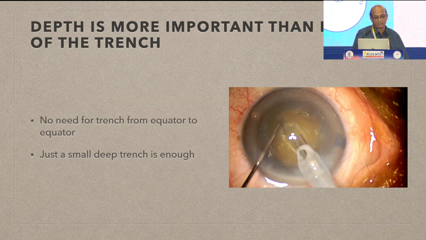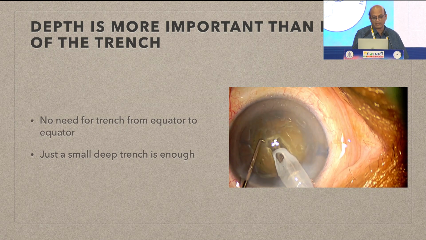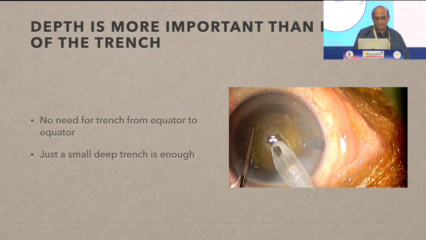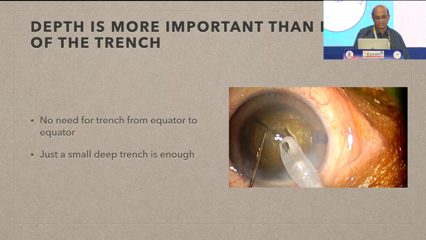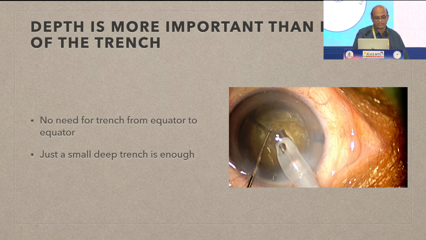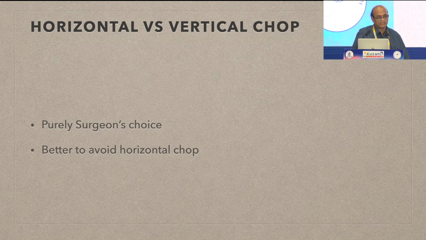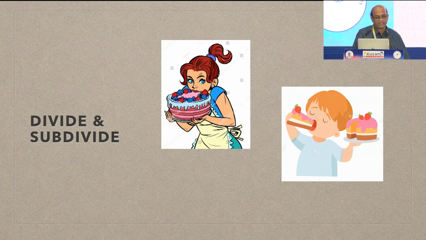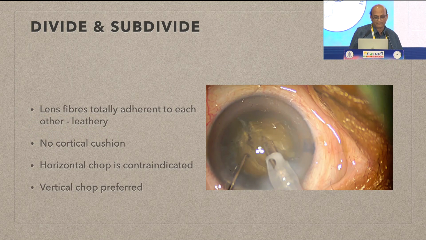So you're doing two things there. One is weakening the posterior plate, and the other is getting a good amount of the meat of the nucleus to get adequate purchase while doing the chopping of the nucleus. Whether to do a horizontal chop or a vertical chop is purely the surgeon's choice, but it's always better to avoid a horizontal chop. Once we make two heminuclei, it's time to subdivide the nucleus into multiple quadrants. It's like eating a slice of cake instead of eating a whole cake as a whole.